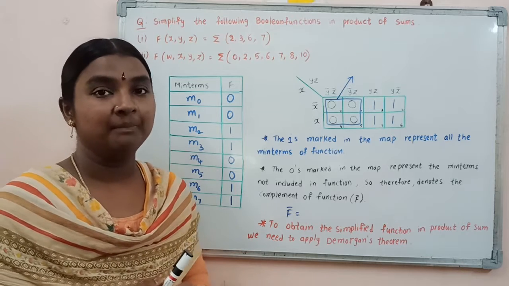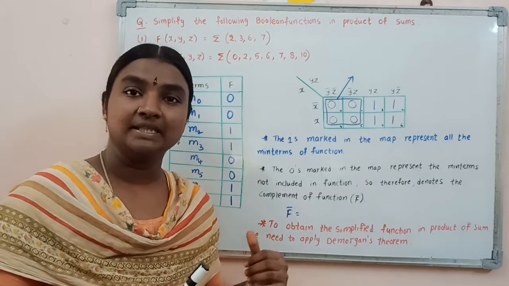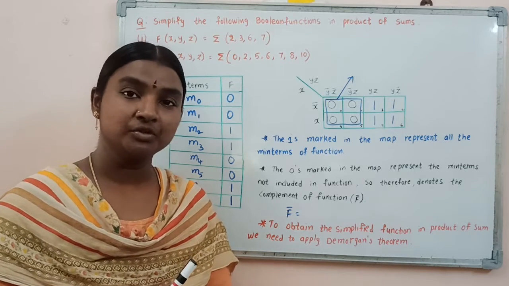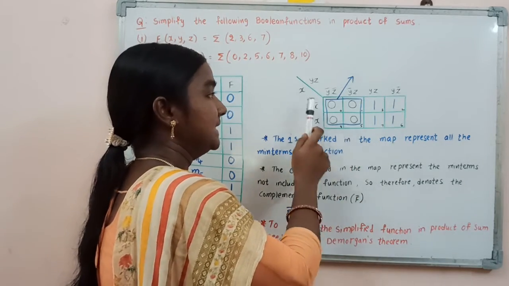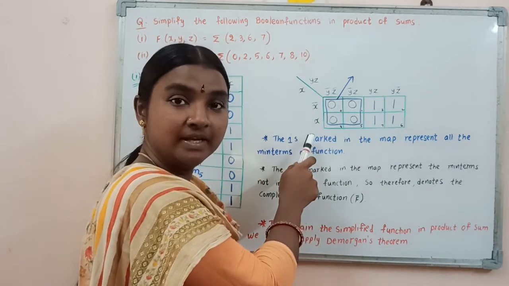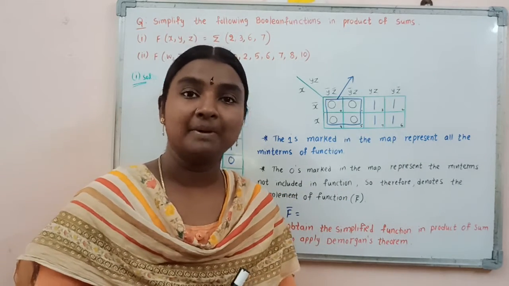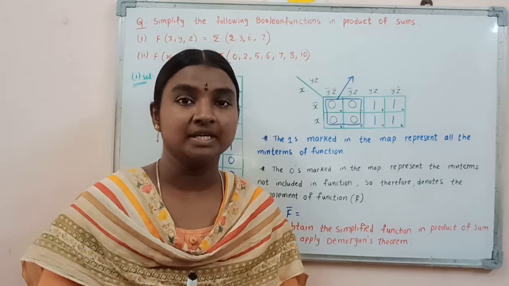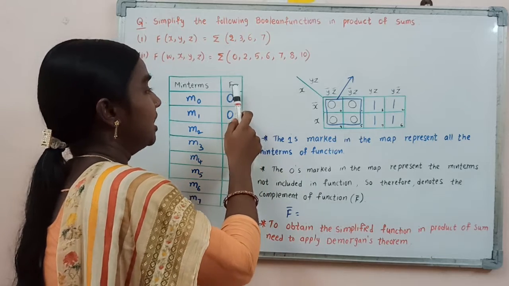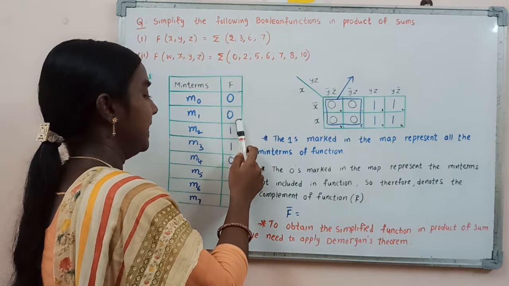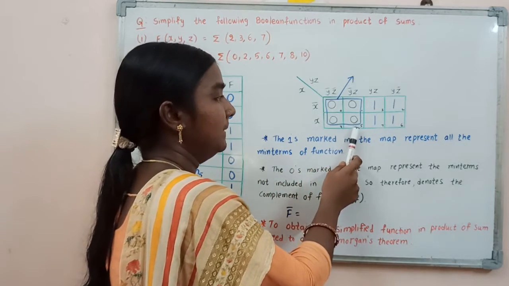To find a product of sum expression, we need to use a three variable Karnaugh map because this is a three variable function. In this Karnaugh map, we consider the x variable on the row side and the yz variables on the column side. When finding a product of sum expression, we consider the minterms not present in the function: M0, M1, M4, M5, and we assign zeros in those respective places.